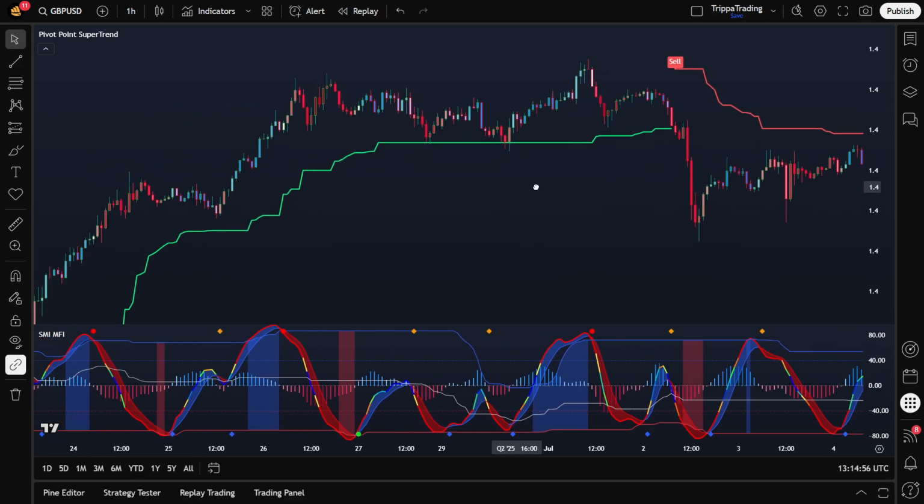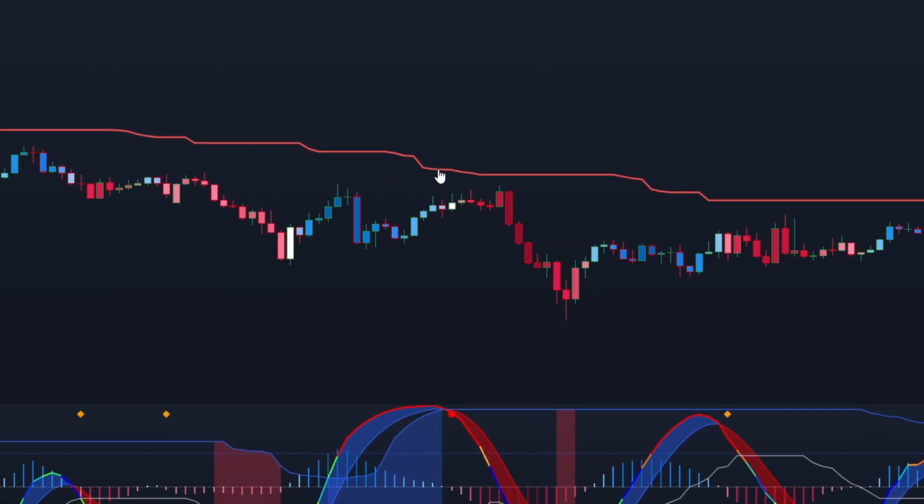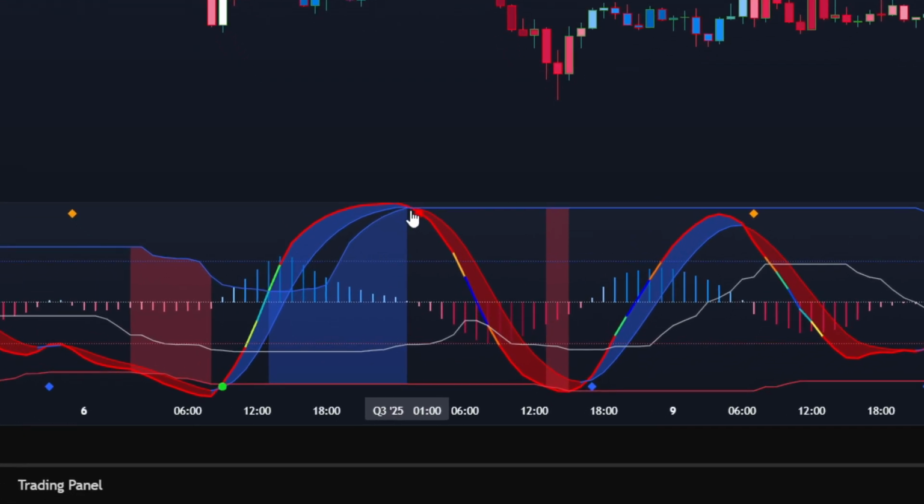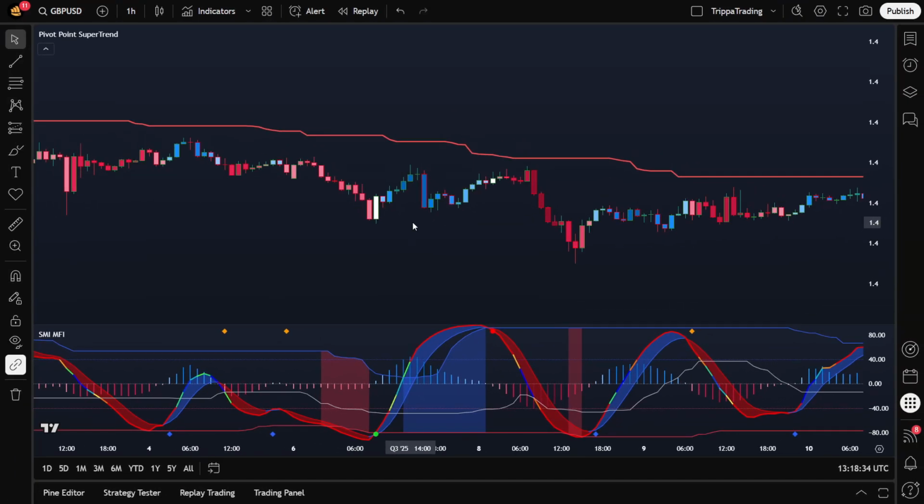So here's how we use both together. When the super trend is red, we wait for the SMI MFI line to go above the dynamic blue band. Once it does that and crosses below its signal line, that's our potential sell signal. But we only confirm it if the line has also moved back below the dynamic band. That's when we enter a sell signal.